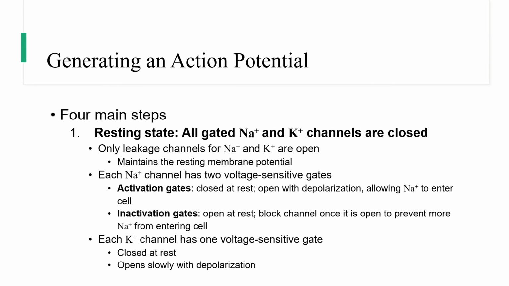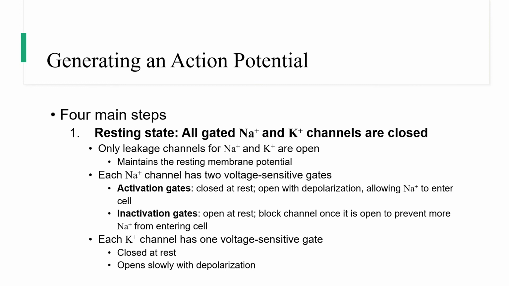So we're now going to go over a brief description of how action potentials are actually going to be generated. So there are 4 main steps, and the first step is at the resting state. So this is when all the gated sodium and potassium channels are closed. We do have leak channels for both sodium and potassium. Those are open, so slow movement of sodium and potassium are allowed to move.